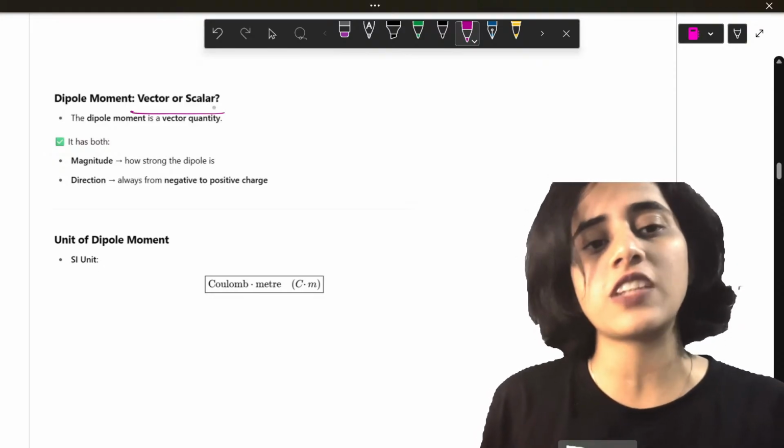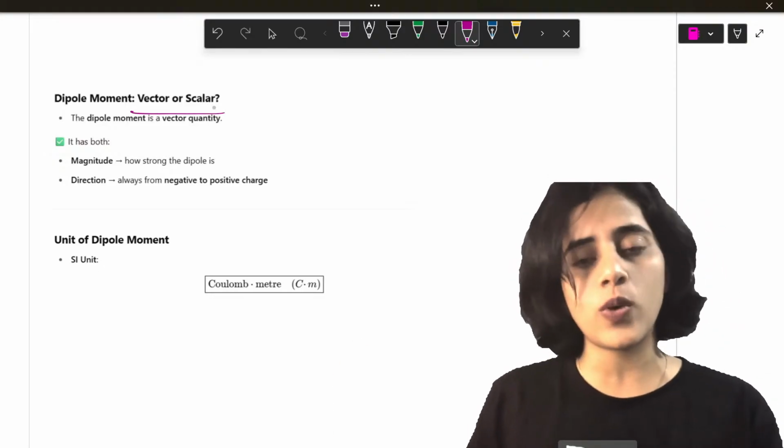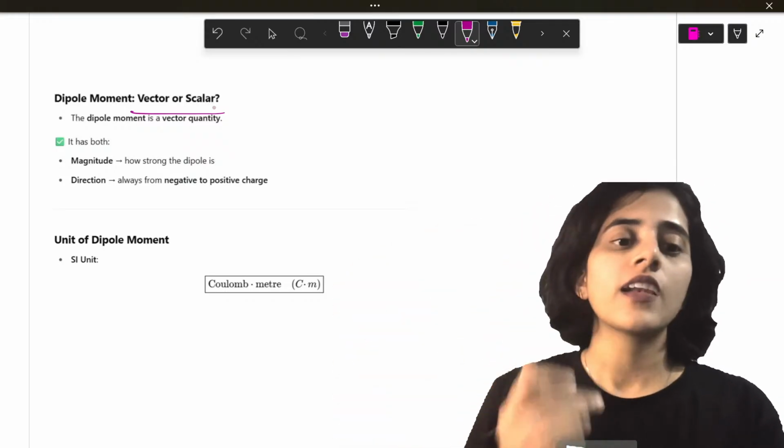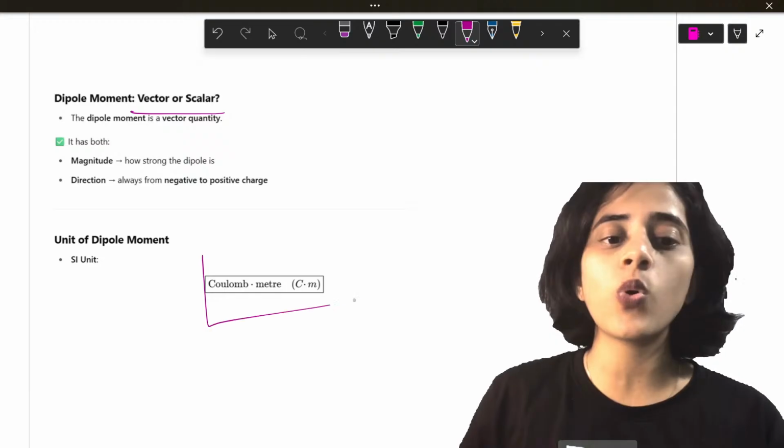Is dipole moment a vector or scalar? It's clearly a vector. Why? Because it points from the negative to the positive direction. Now what is the unit? The unit is coulomb meter.